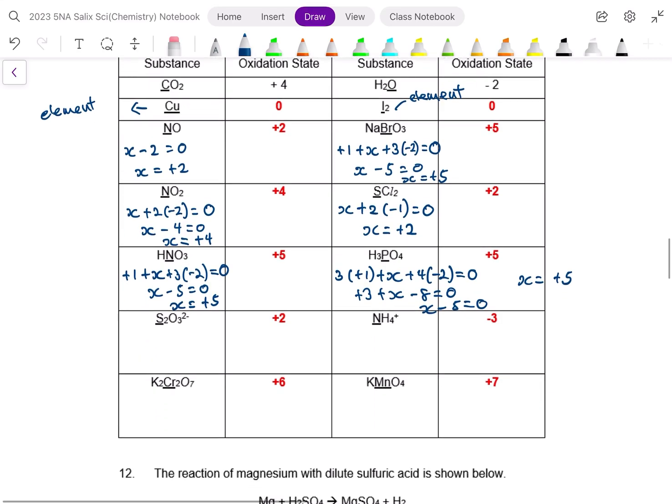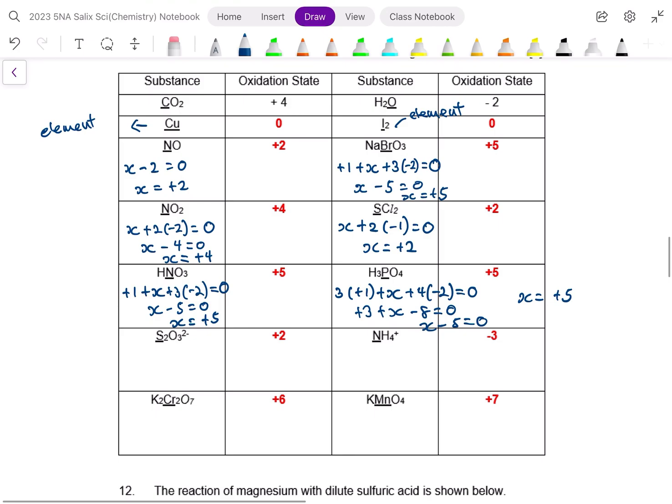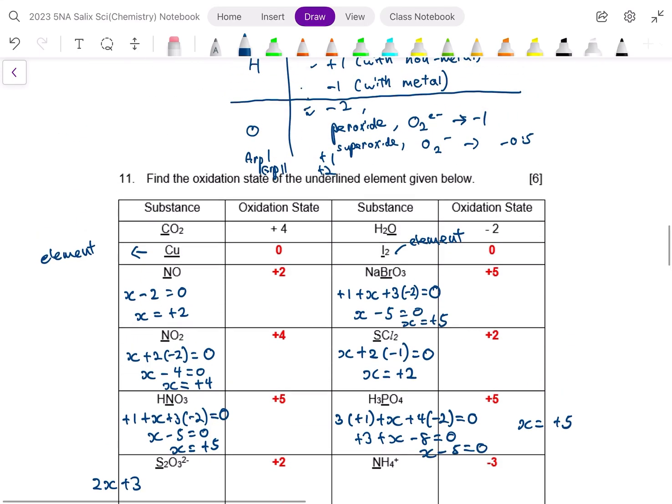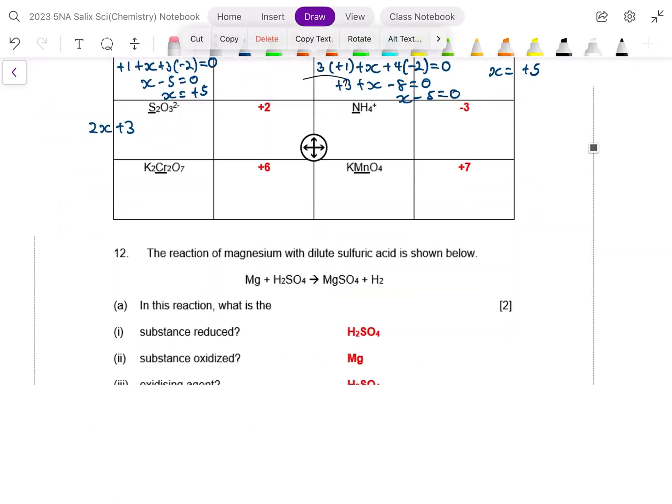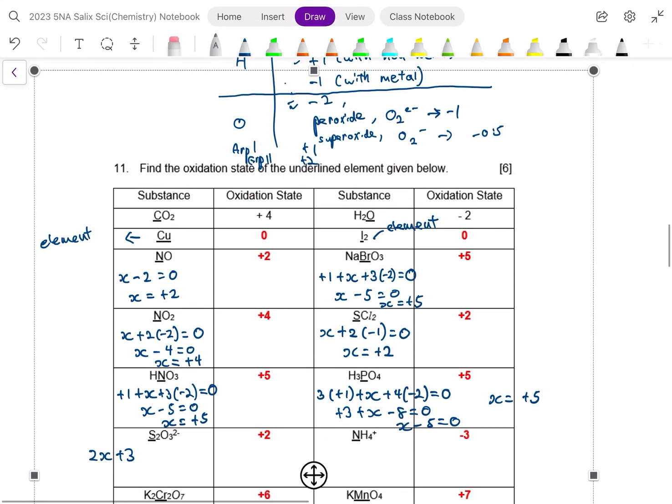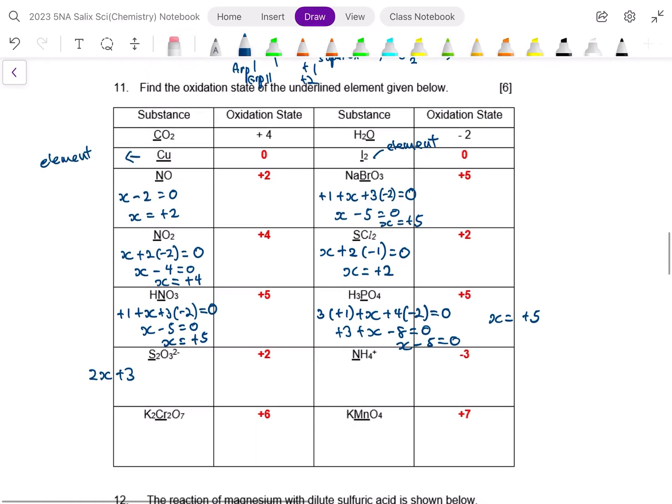Moving on to the next one. The equation will be slightly different, in the sense that I have 2 sulfur and then 3 oxygen, and each oxygen is -2, following this particular rule. Let's take a look at this one. 3 oxygen, each one is -2, and the overall charge is -2. So 2x minus 6 equals -2, 2x equals +4, so x equals +2.